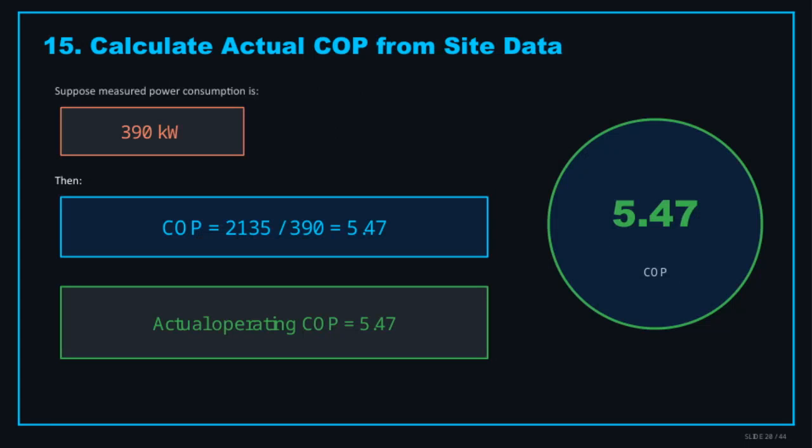Now, let's look at how we calculate the actual coefficient of performance, or COP, from real site data. Here, the COP is 5.47, which we get by dividing the useful output, 2,135 kilowatts, by the measured power consumption, 390 kilowatts. This simple ratio gives us a clear picture of system efficiency in the field, not just on paper. Understanding this helps us see how well the system performs under real-world conditions.